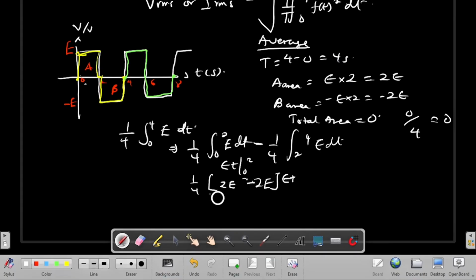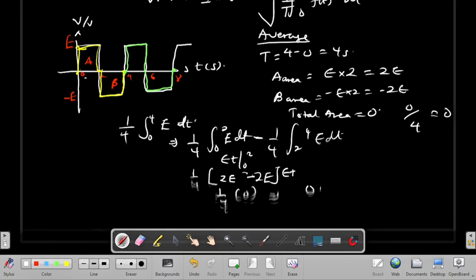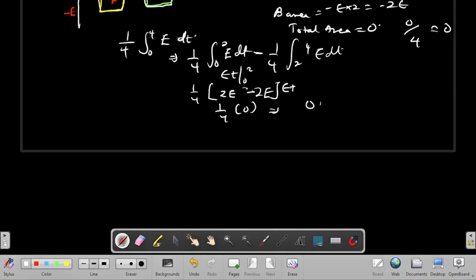Then our 1 over 4 comes out. So here we get 1 over 4 times 2e minus 2e, which is 0. Therefore, our average is 0. So you've clearly seen that mathematically and geometrically our answers are equal. So let's find the RMS of this waveform.